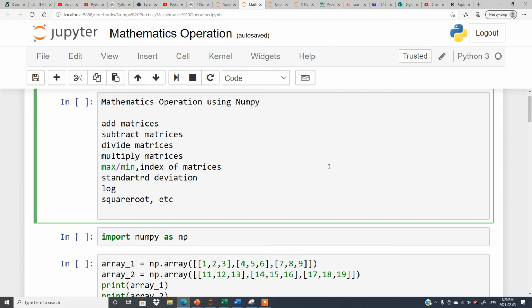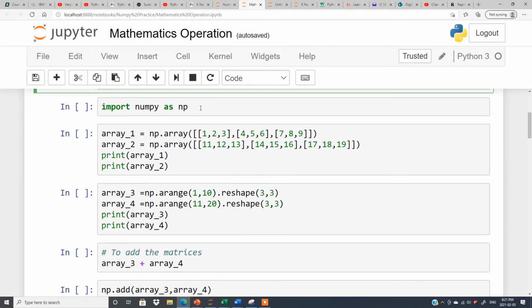In this lesson, I will explain to you some mathematics operations using numpy. So we will discuss how to add matrices, subtract, divide, multiply. If you want to find out the index of some specific element in the matrix, I will show you in this lesson, as well as how to calculate the standard deviation, square root, log, natural log and base 10 log, etc. So first of all, keep in mind, do not forget to import numpy as np.